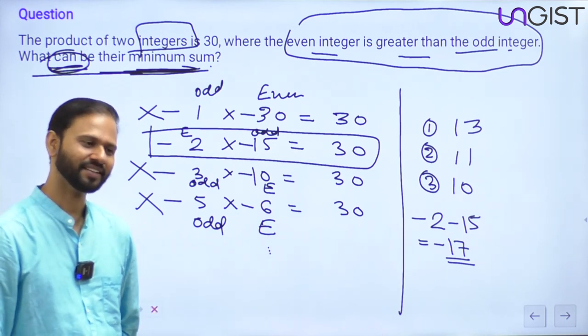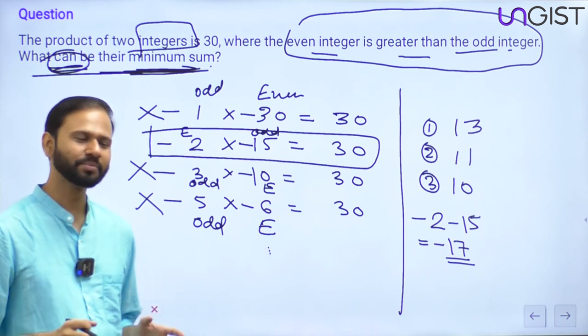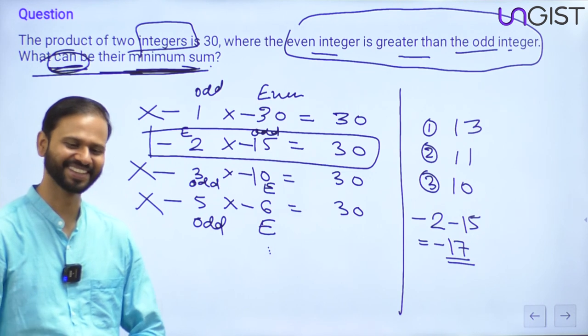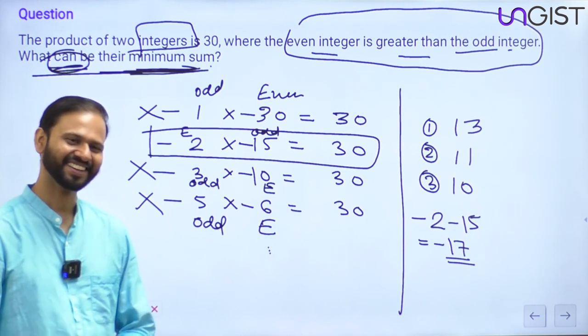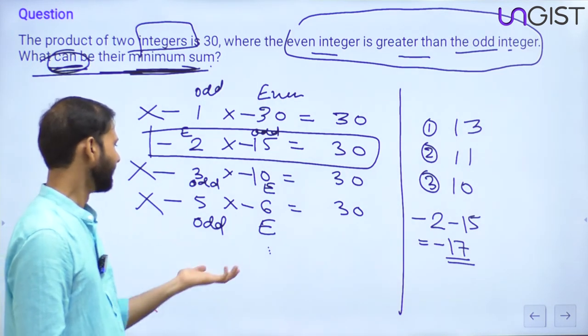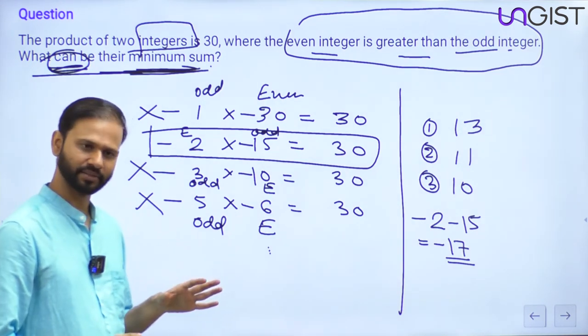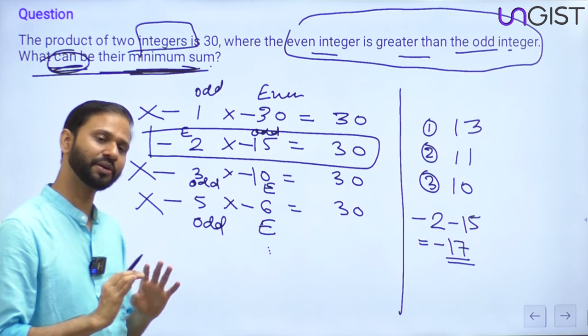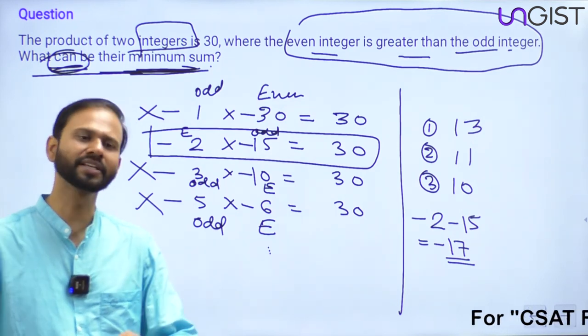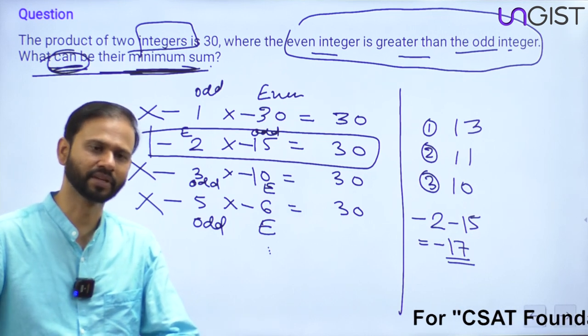So welcome to UPSC preparation and UPSC's number system. One more time, sir. You did the solution with the minus numbers. Look, they will be negative, that is correct, because you have to find the minimum sum. When you take negatives, obviously you will get the minimum sum. Correct?